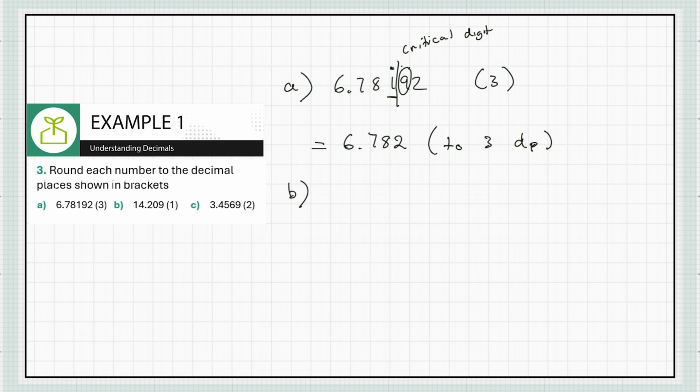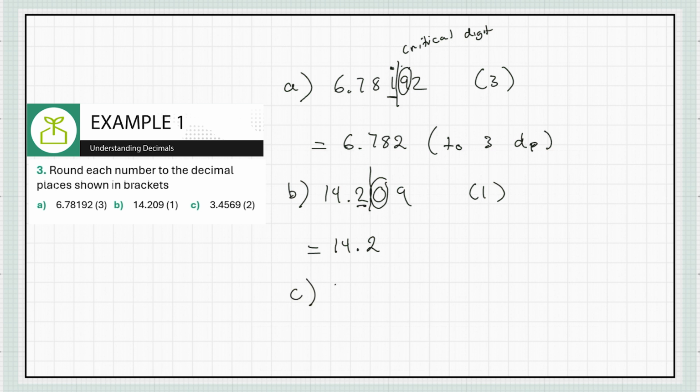Okay, for B we have 14.209 and we want this to 1 decimal place. So let's find our first decimal place. It's here. That means 0 is our critical digit. Because 0 is under 5, what we're going to do is drop everything past here and leave everything the way it is. So it'll be 14.2.